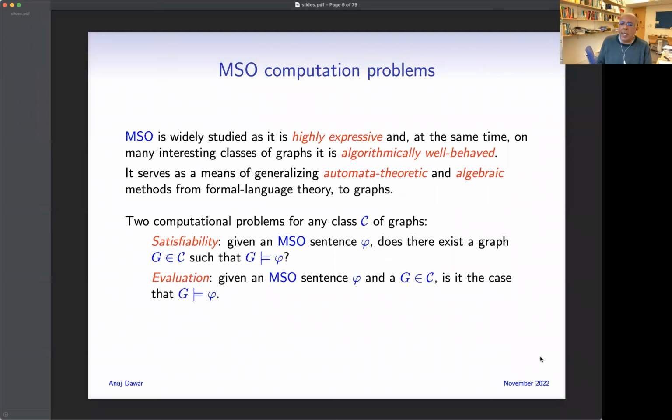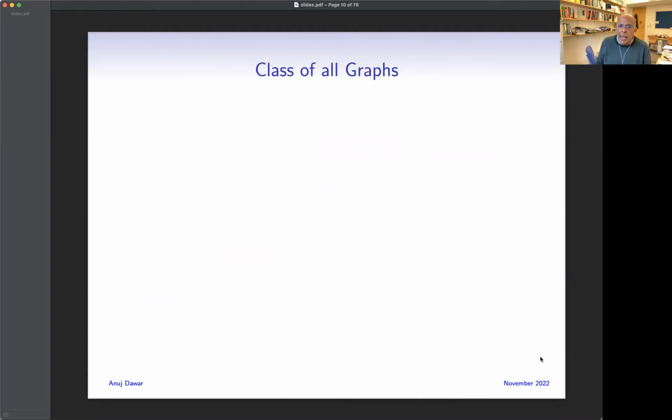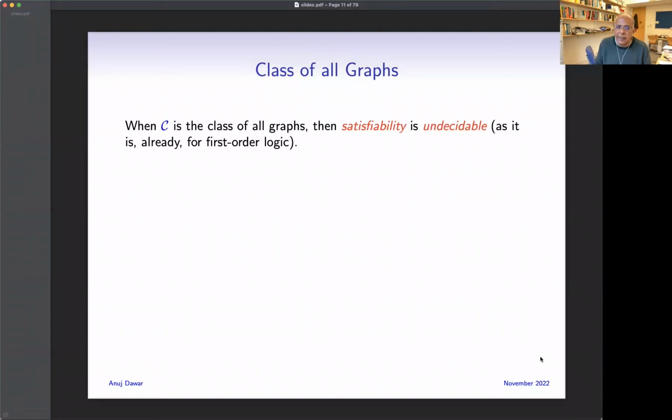Now, the second one, given that we're talking about a class of finite graphs, is always decidable. The question is, what is its complexity? For satisfiability, the question is usually whether it's decidable at all for a class of graphs. Now, if you consider the class of all graphs, this is not well behaved, right? This is as wild as it gets. Satisfiability is undecidable. Already we know for first-order logic it's undecidable. People have mentioned Trakhtenbrot's theorem several times in the course of this workshop.